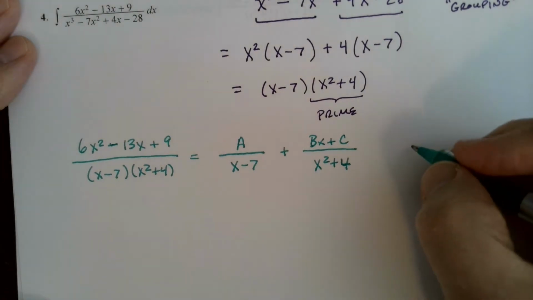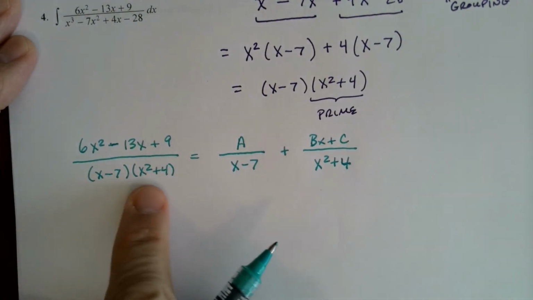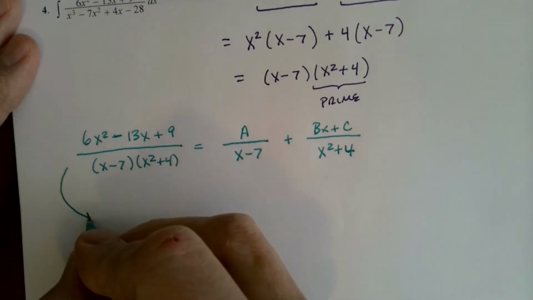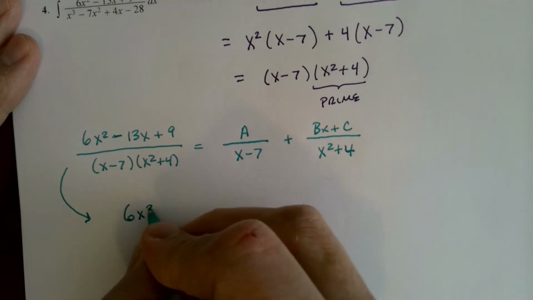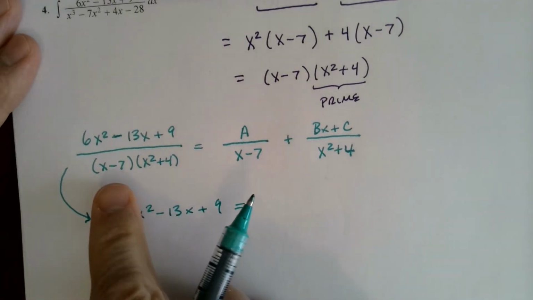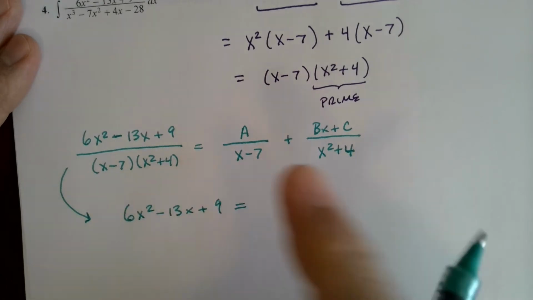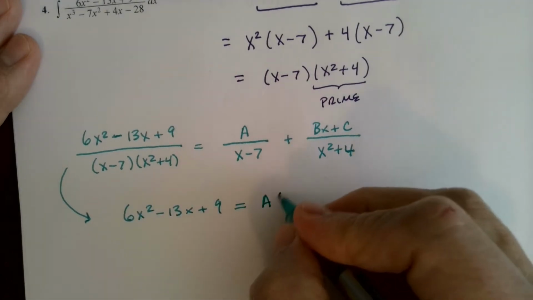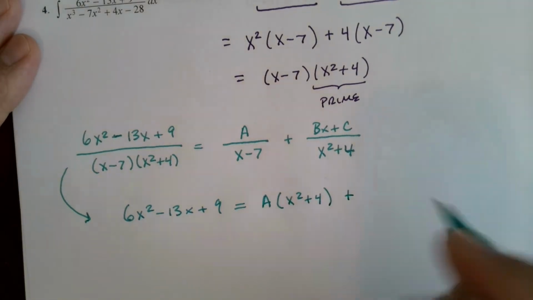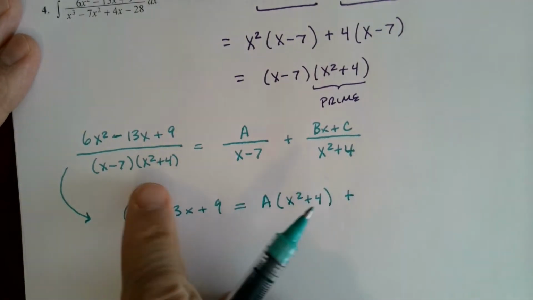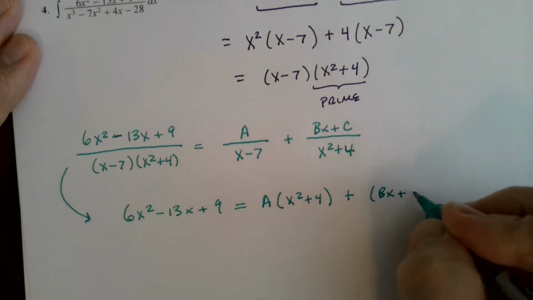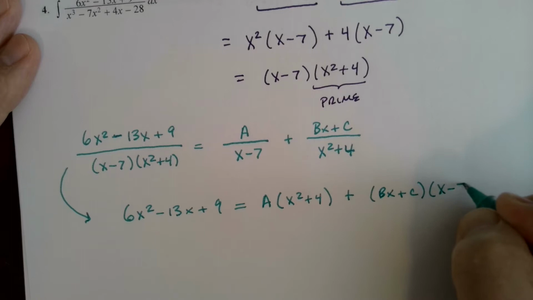So what I'm going to do, I'm going to multiply by the least common denominator here. And when I do so, what do I get? 6x squared minus 13x plus 9 on this side. Over here, when I multiply by this denominator, the x minus 7's cancel, and I'm just left with the x squared plus 4. And over here, the x squared plus 4's cancel. I'm left with bx plus c times x minus 7.